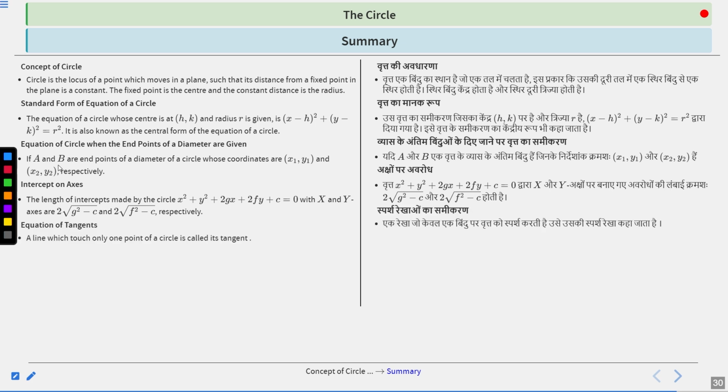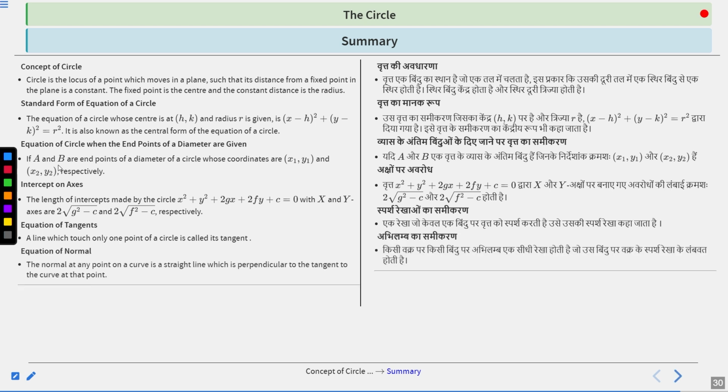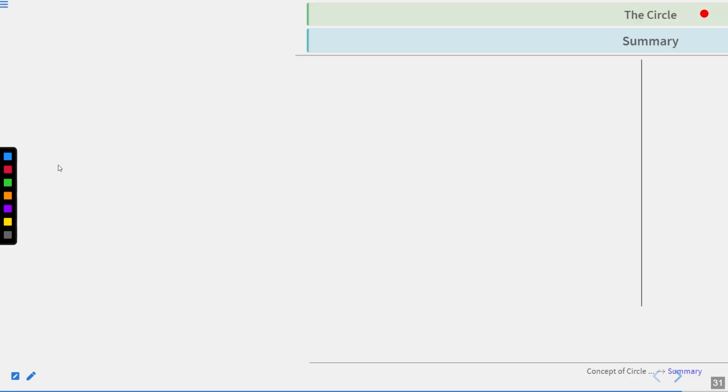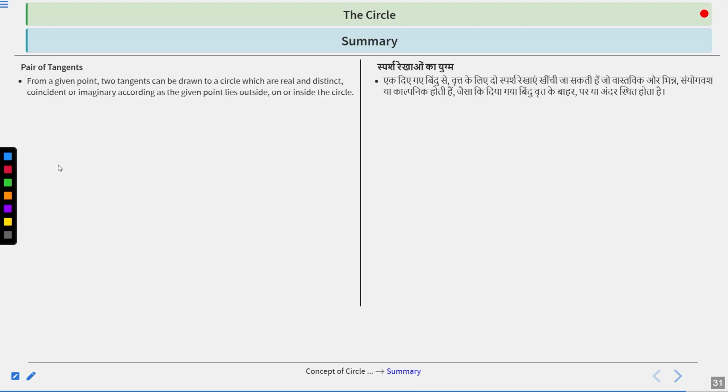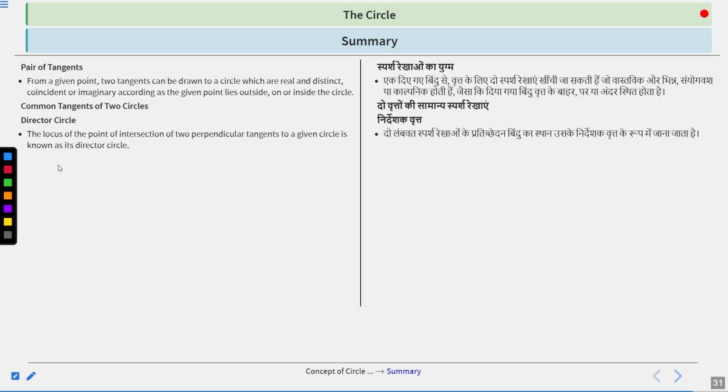Clear? After that, we have seen the equation of tangents. A line which touches only one point of a circle is called its tangent. After that, we have seen the equation of normal, which is the normal at any point on a curve, a straight line which is perpendicular to the tangent of the curve at that point, right? After that, we have seen the pair of tangents. Clear? We have seen the common tangents of two circles. We have seen the director circle, in which we have seen that the locus of the point of intersection of two perpendicular tangents to a given circle is known as its director circle, right?